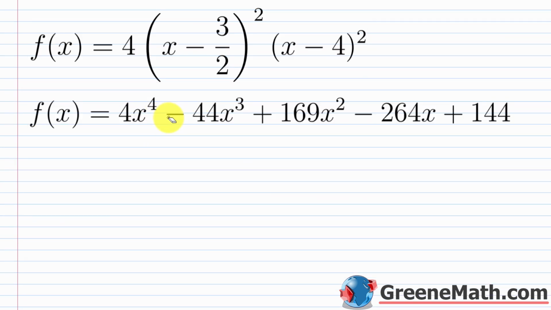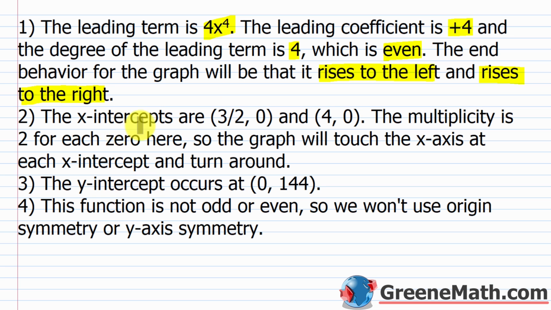So coming back up, now we're going to think about the zeros. So you have 3 halves and you have 4. In each case, the multiplicity is 2. So you can have an x-intercept that's 3 halves comma 0 and an x-intercept that's 4 comma 0. And I have here the x-intercepts are 3 halves comma 0 and 4 comma 0. The multiplicity is 2 for each 0 here. So the graph will touch the x-axis at each x-intercept and turn around. That's because the multiplicity is even, right? So if it's 2 or 4 or 6, something like that, it's going to touch and turn around.